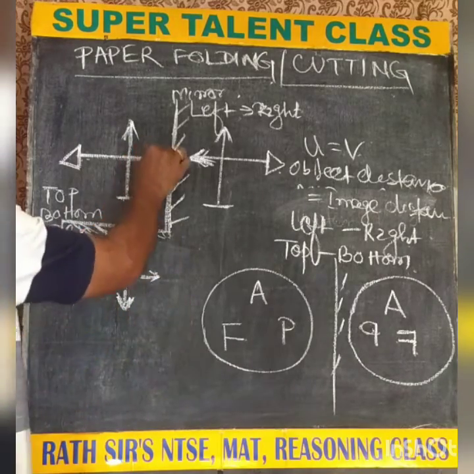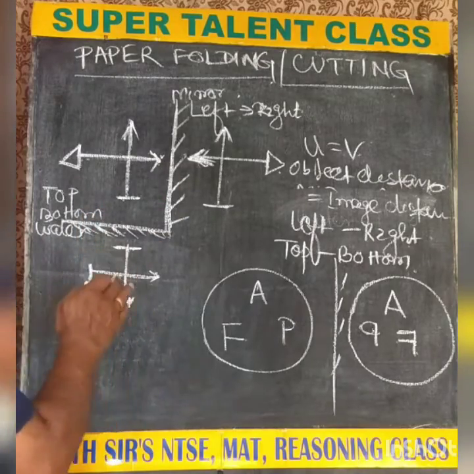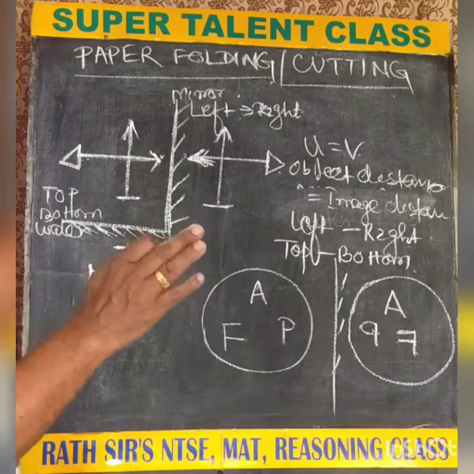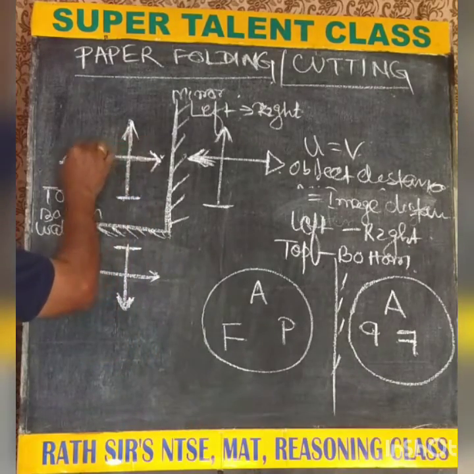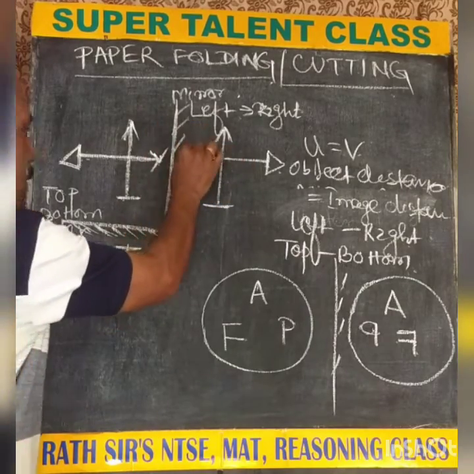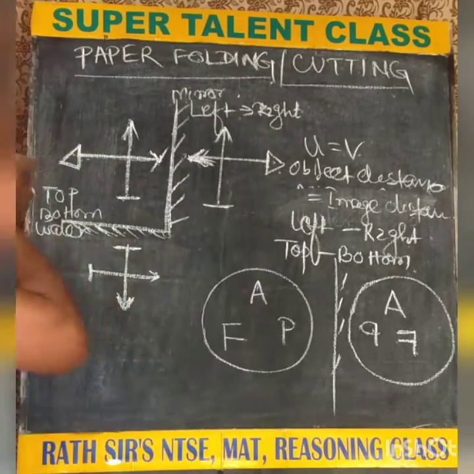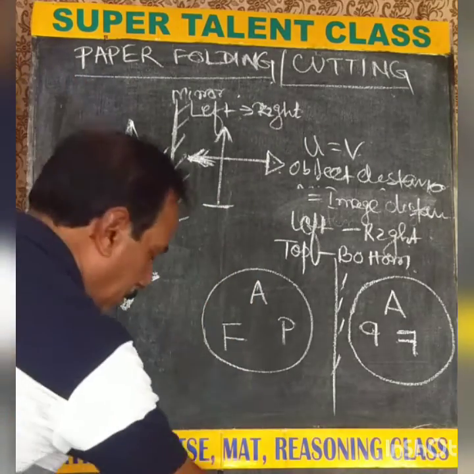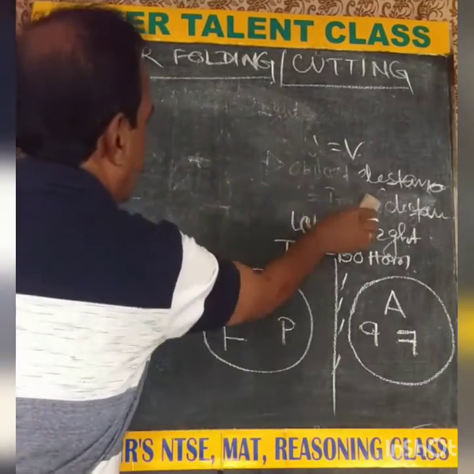The image will run away from the mirror, also at double the distance and double the speed. Because here, this distance and this distance, always you will see, this is nearer, this will come first, and this is further, this will come further. That is the basic principle for paper folding and paper cutting.